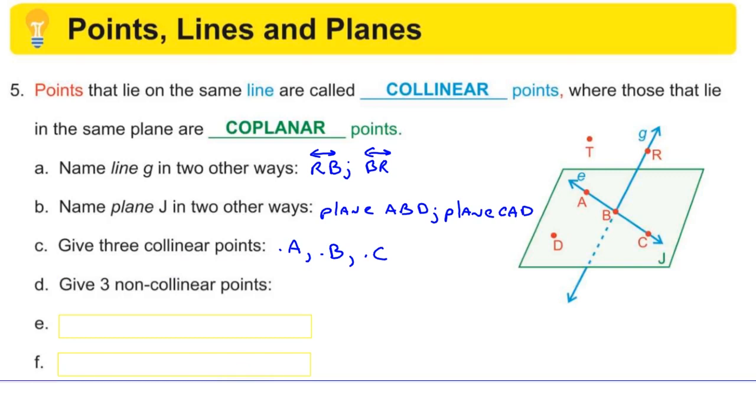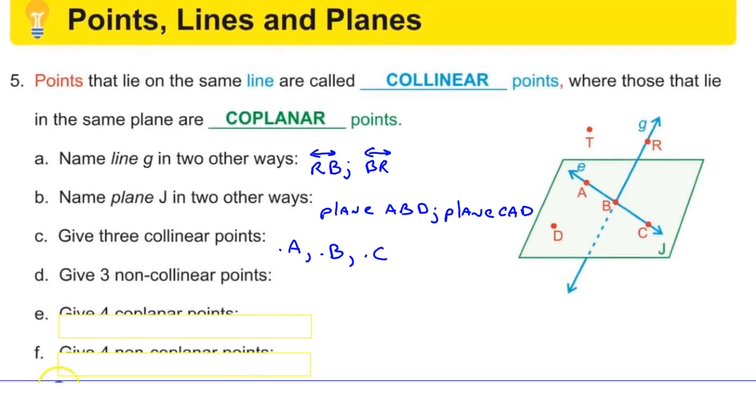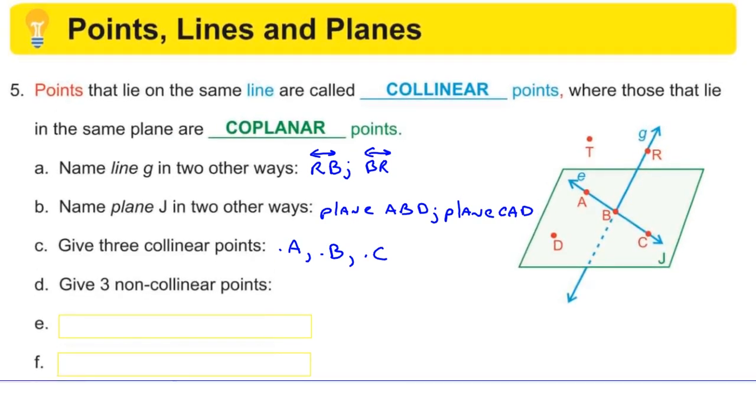How about 3 non-collinear points? You got a lot to choose from. Okay. I'm just going to show you a couple. Whoops, I hate when I do that. Didn't grab my pen. So how about point R, right here? And then let's go with point B right here, right?